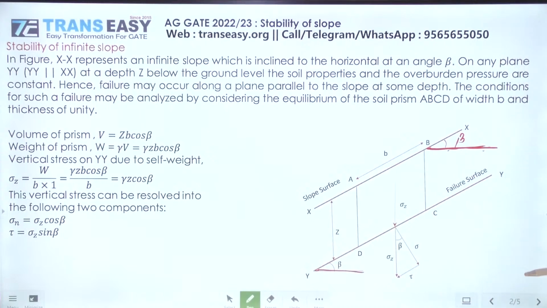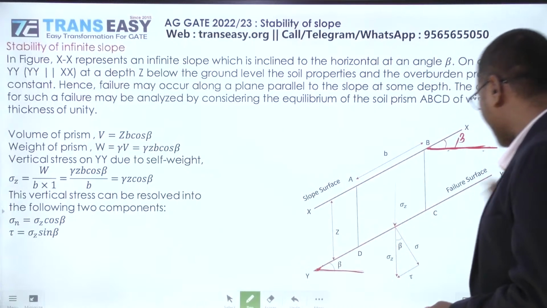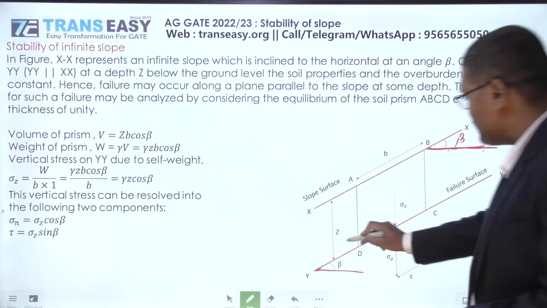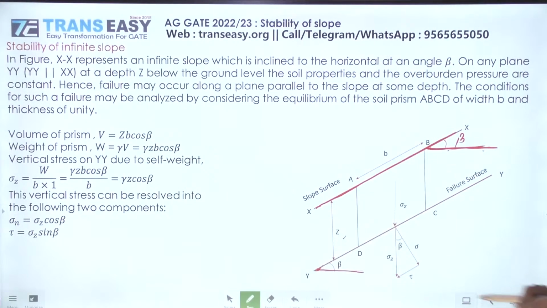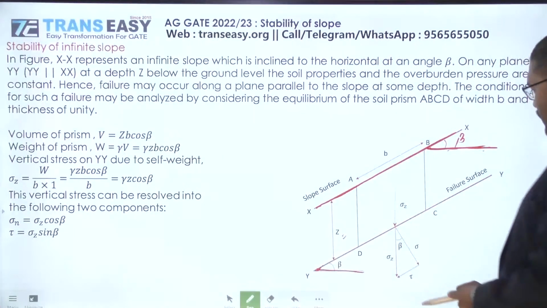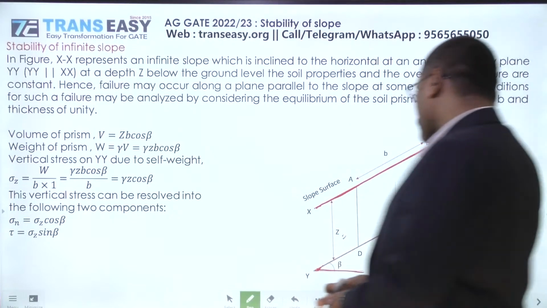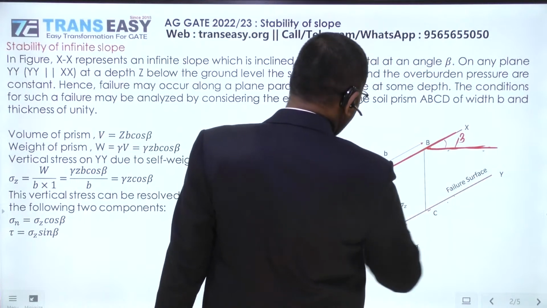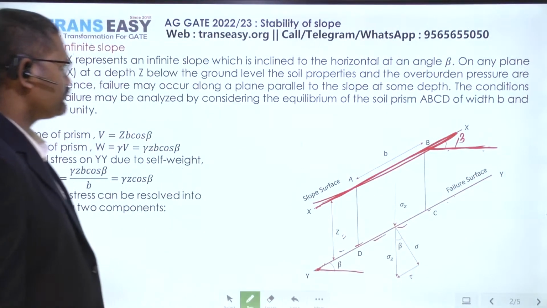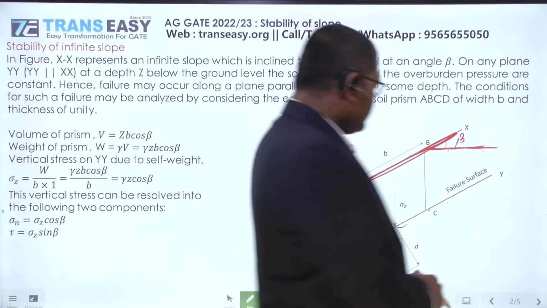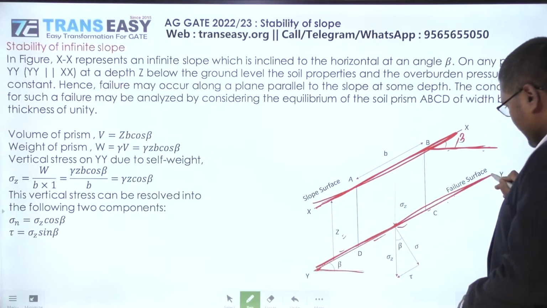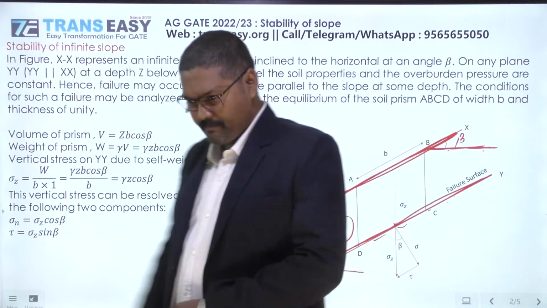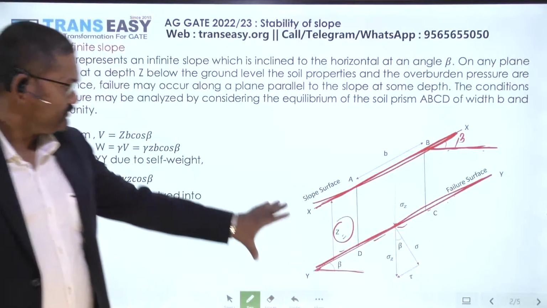And now we are considering a plane YY at depth z below this slope surface, and we are assuming soil properties and overburden pressure are all constant at any depth below this slope surface. So here failure will take place along this plane if this depth is of sufficient value.